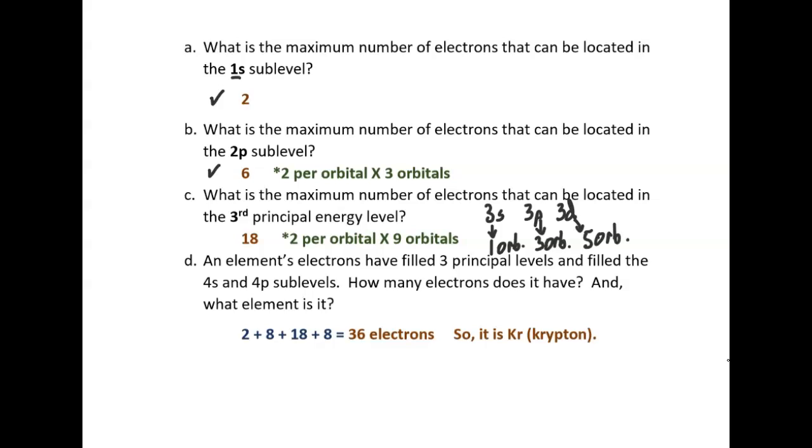And each orbital can have at most 2 electrons. 1 plus 3 plus 5 is 9 total orbitals. 9 times 2 is 18 electrons.